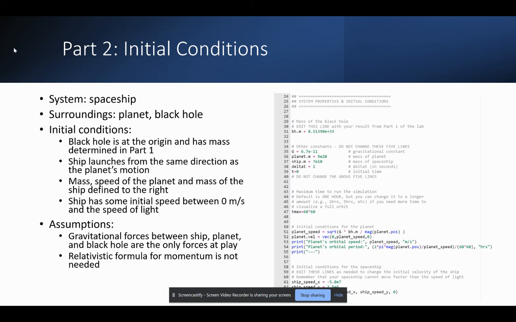For part 2, the system of interest is a spaceship, while the surroundings are the planet and the black hole. The black hole is at the origin and has the mass determined in part 1. The ship launches in the direction of the planet's motion, and the ship has some initial speed between 0 and the speed of light. The mass and speed of the planet and the mass of the ship are defined in the portion of code shown to the right. It is also assumed that the gravitational forces between all three bodies are the only forces at play, and that the relativistic constant is once again negligible.